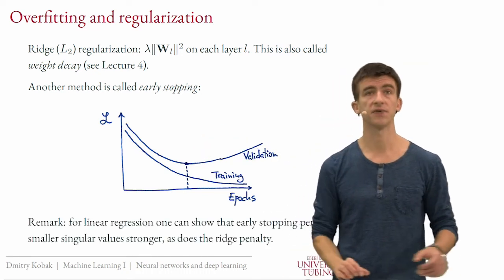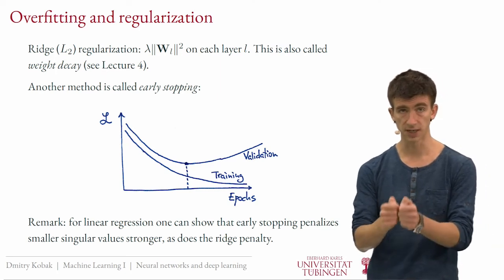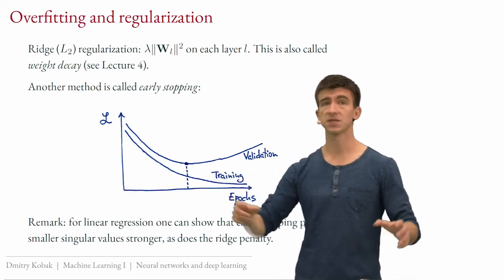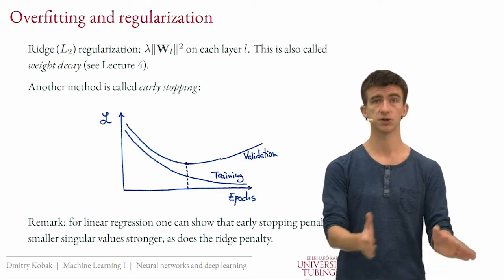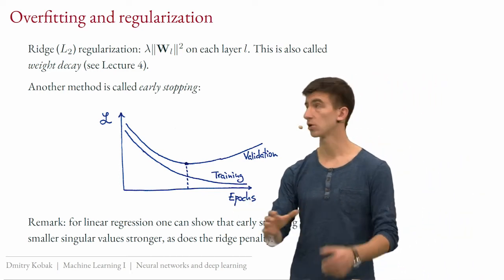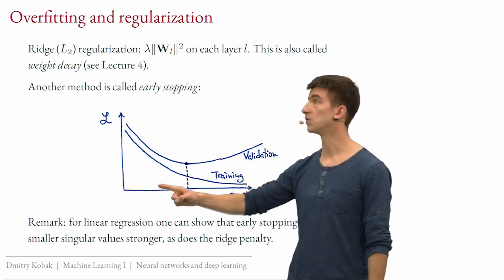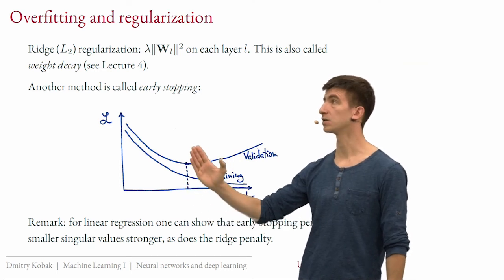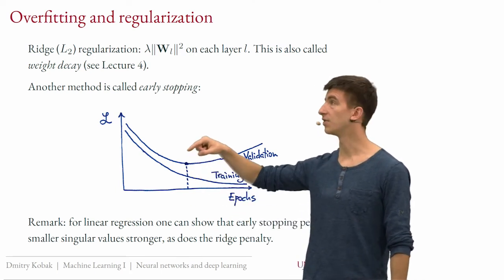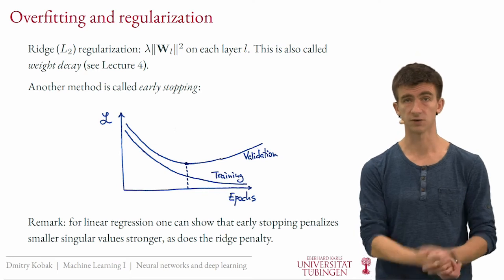So that's pretty interesting. And in fact, one can show that if you just run gradient descent on linear regression, then what is learned by gradient descent first corresponds to large singular vectors in the SVD decomposition of X for the linear model. And then later on, you start picking up on the small singular values. So if you stop training at some point, even though on the training set you could still get better, you just stop after some number of epochs, then this has an effect that is similar to the ridge penalty, because as we discussed, ridge penalty also just penalizes small singular values. That is for the linear model.